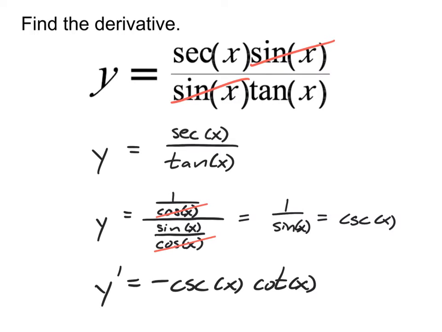That's all there is to it. And we know the derivative of cosecant of x because that's in our notes that we took down yesterday. All right, and so this definitely saved us a lot of work from having to use product rule and quotient rule and all that kind of stuff.